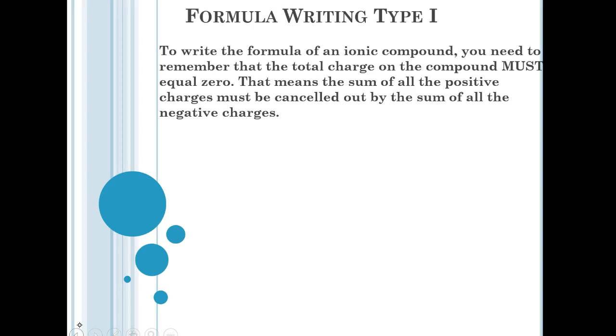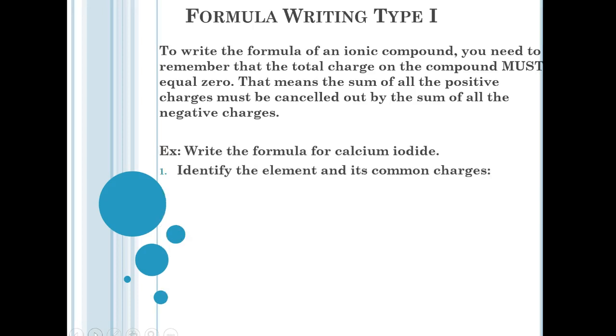The rule is the total charge in the compound has to equal 0. That means you have to have the sum of all the positives canceled out by the sum of all the negatives. And what we're going to do instead is something called drop and swap. Identify the element and its common charges. So calcium is Ca. Iodide comes from I, and I want you to write the charges down up here as superscripts, just like when we were doing isotopes. You don't need to know the masses and stuff. All you need are the charges and the symbols.